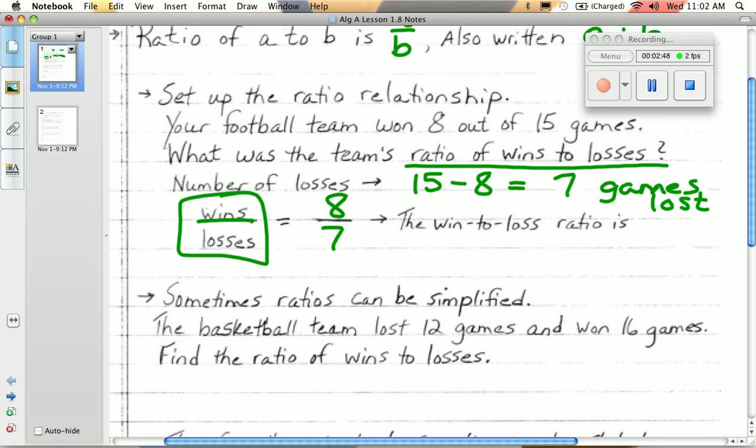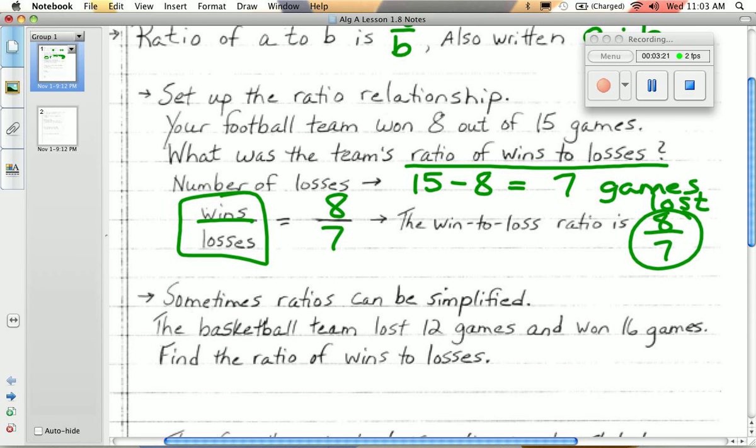And now we're going to say the win to loss ratio is, if we could simplify it, we will simplify it. Can it be simplified? One thing we're not going to do is change them to mixed numbers, because it'll make more sense to say that there were 8 wins to 7 losses, than to say 1 and 1/7 wins to 1 loss. So we're going to leave it as 8 sevenths. We're going to say that's our final answer. We're not going to simplify that anymore.